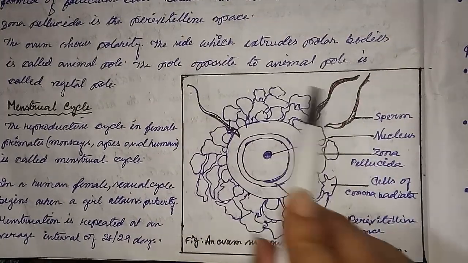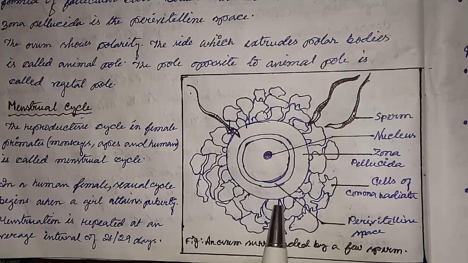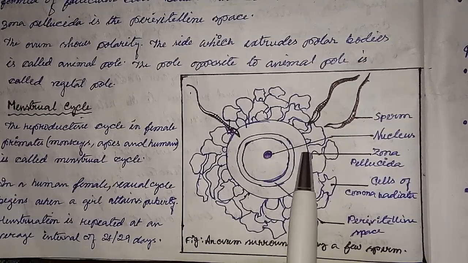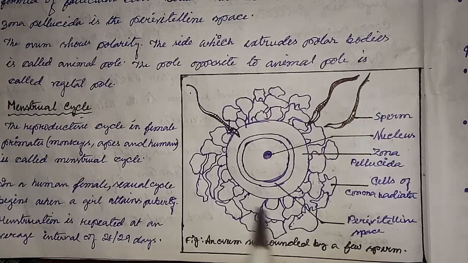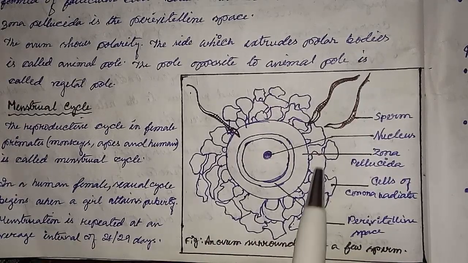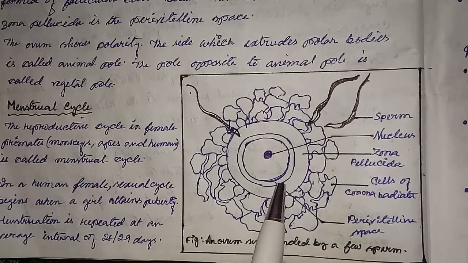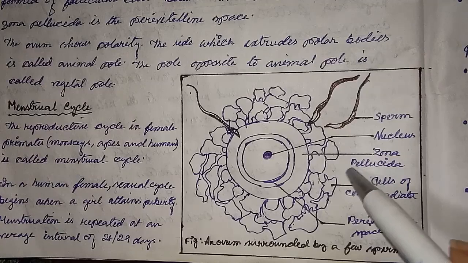Here is the diagram of an ovum surrounded by a few sperm. This is the nucleus and this layer is known as zona pellucida. Next, here are the cells of corona radiata and this is the perivitelline space. So this diagram represents an ovum surrounded by a few sperm.